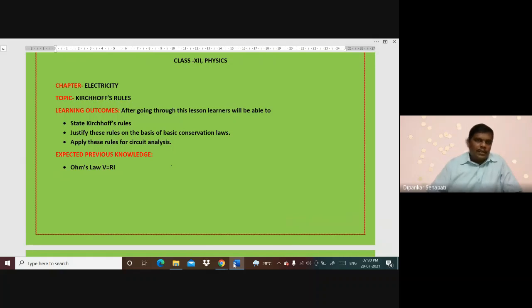Let us start with the previous discussion, that is Ohm's law and its mathematical form. This is V equal to Ri, that is, the potential difference across any resistance R bearing a current I will be given by V equal to Ri. This is the potential difference.